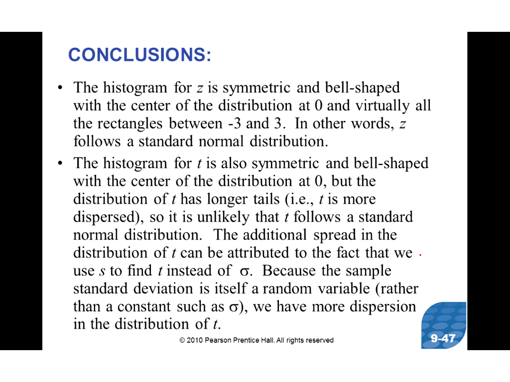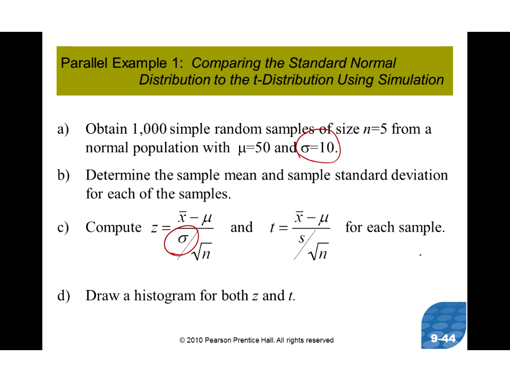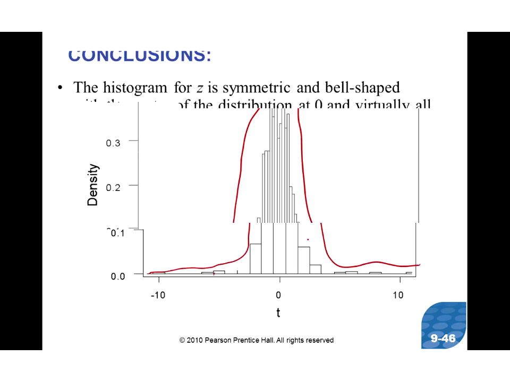sample standard deviation. So that number was different for every single sample of that 1,000. Whereas when we did the Z, we were using that one given to us, I think it was 10. So what changed? The only thing that really changed each time was this X bar, whereas when we did the T, this X bar and this S were changing.